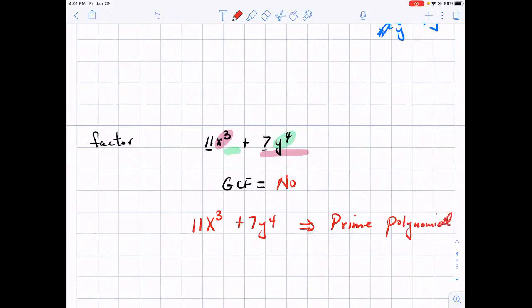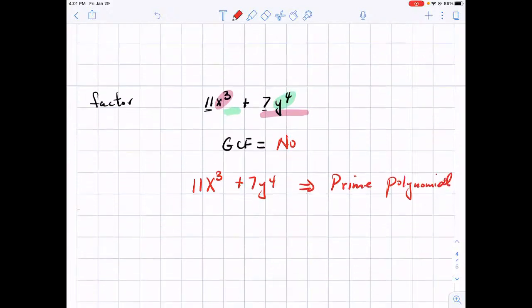Meaning, this polynomial cannot be written as a product of polynomials, okay? You cannot break this up and write this as a product of polynomials. So sometimes you will see polynomials that cannot be factored, okay? When they cannot be factored, we call them prime polynomials or irreducible polynomials.